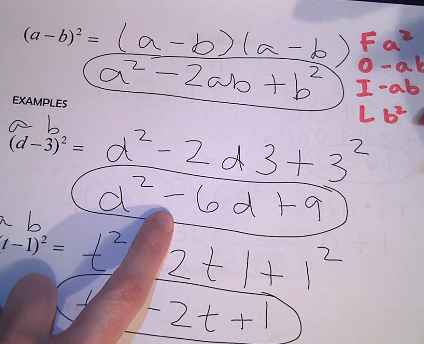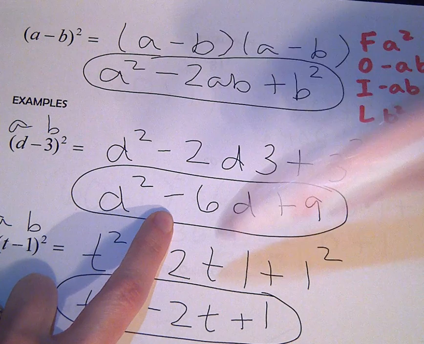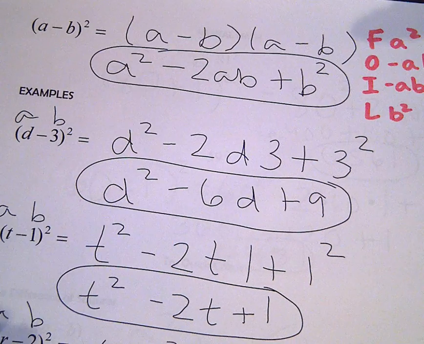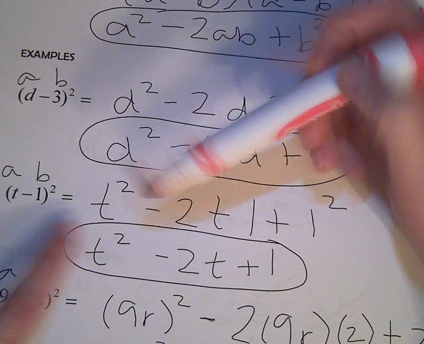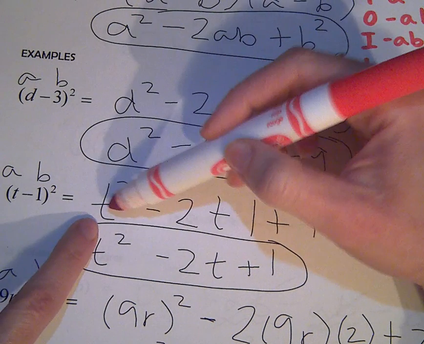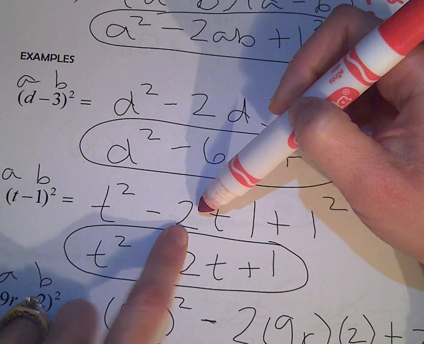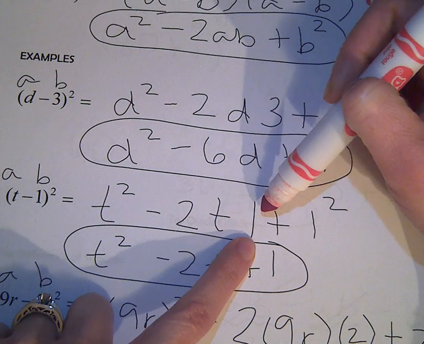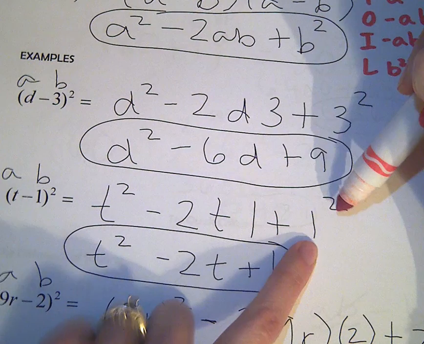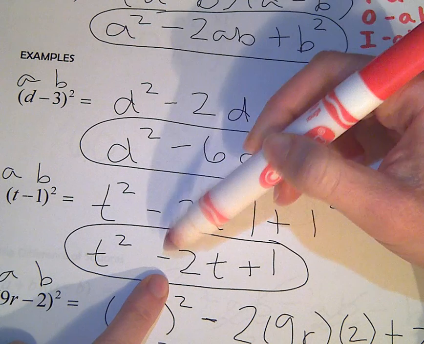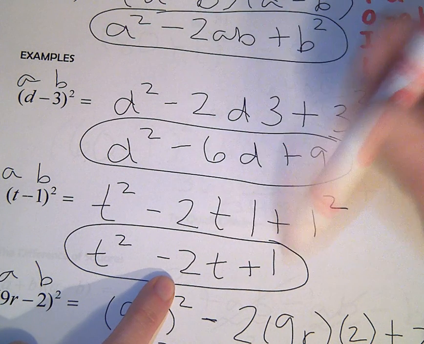Again, can you FOIL this? Yeah, you can FOIL it, and if you want to check by FOILing, go ahead. Or if you recognize this, you can just use this rule. T minus 1 squared, so my a is t, so it's t squared because it's a squared, minus 2 times my a, which is t, my b, which is 1, plus b squared, 1 squared. So t squared, negative 2 times t times 1 is negative 2t, plus 1.